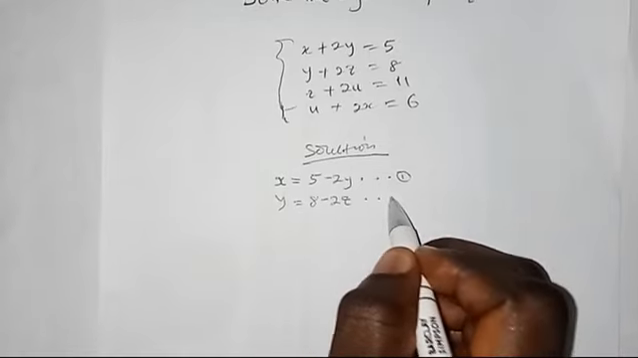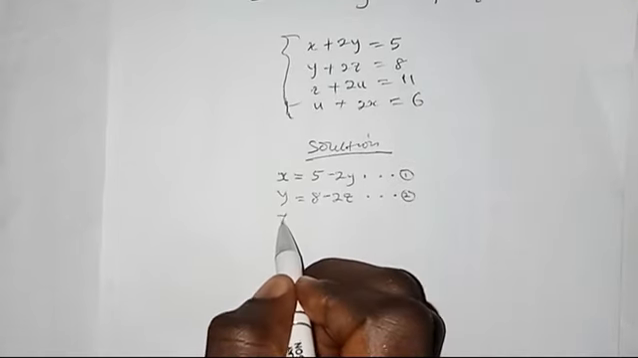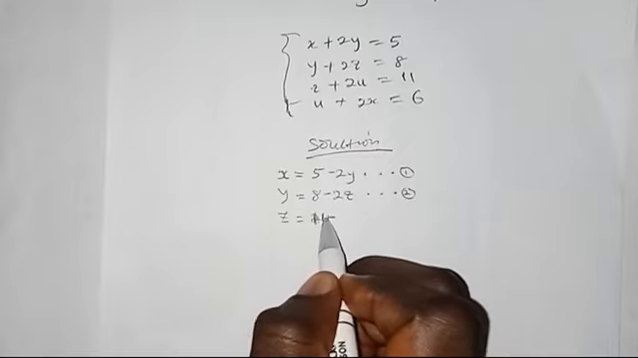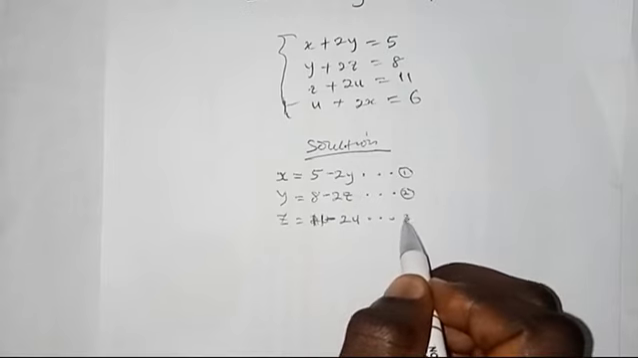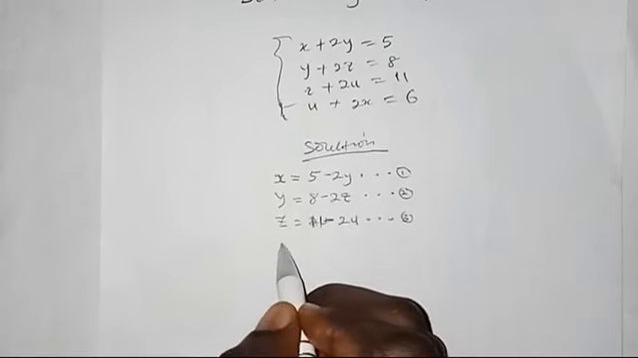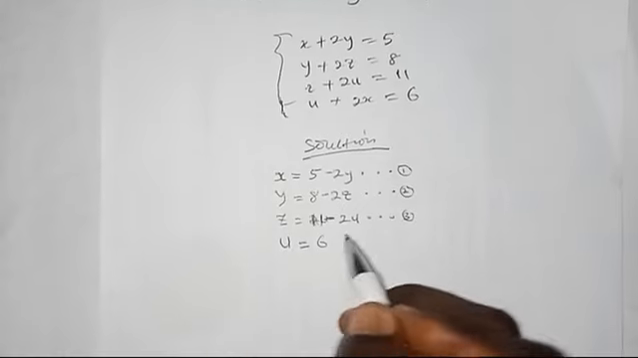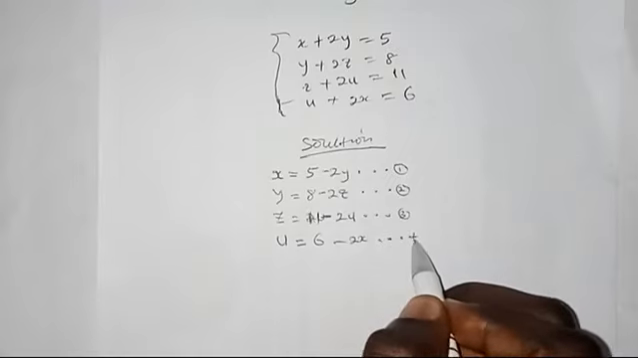Okay, of course we can also name this equation 2, and then from the third equation we can have that z is equal to 11 minus 2u. Okay, we can also call this equation 3. And then from the fourth equation we can have that u is equal to 6 minus 2x. Okay, so this is our equation 4.